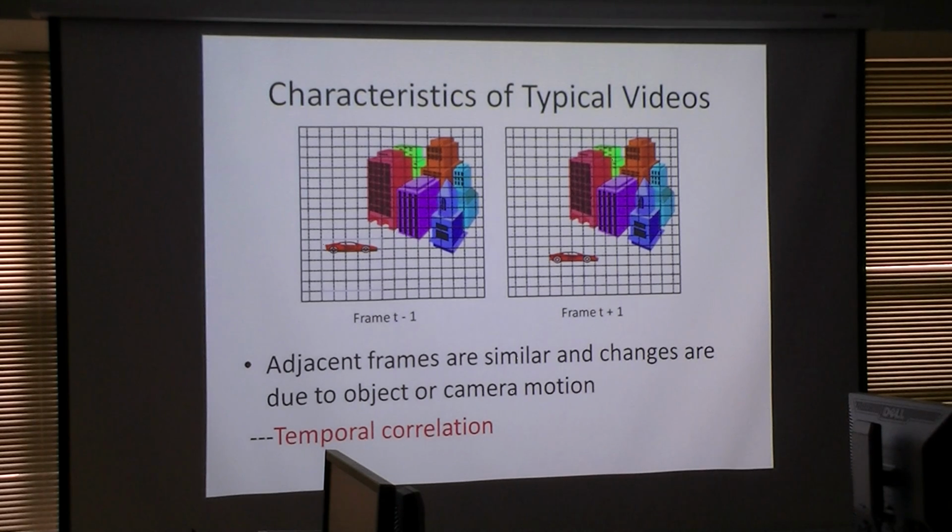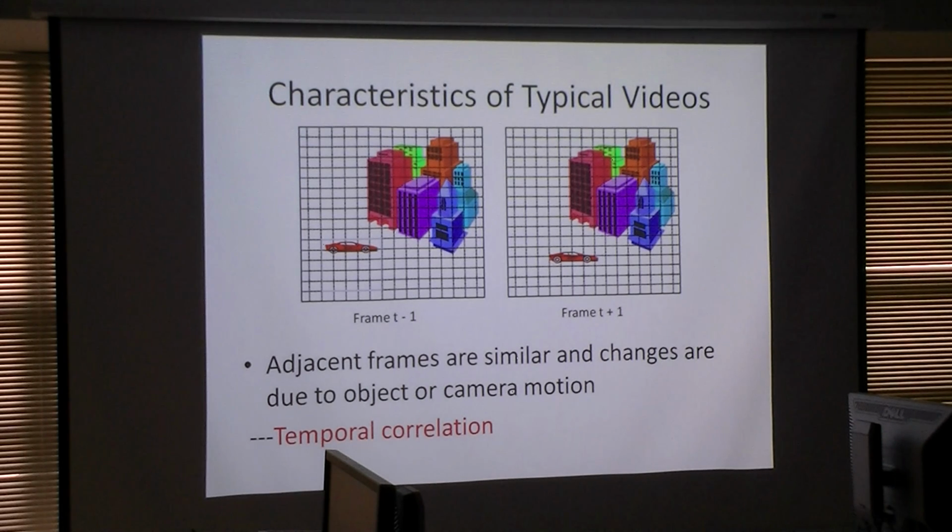Now I will show you why the frame interpolation is possible. The basic assumption about the characteristic of a typical video is that the adjacent frames are similar and the changes are due to the object and the camera motion. This is highly correlated in the time domain. It has a temporal correlation.